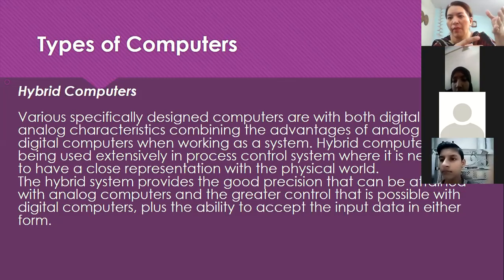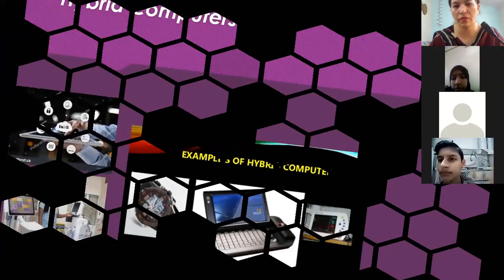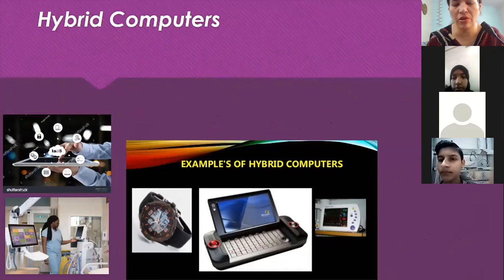That means there is a combination of analog and digital. So the input is received in analog, the result is coming in digital. So these are the kinds of computers where there is a combo of analog and digital. That is known as hybrid computers. These are the examples of hybrid computers.